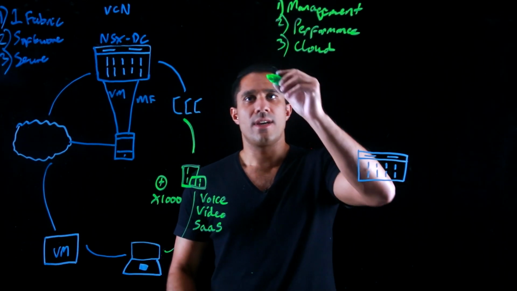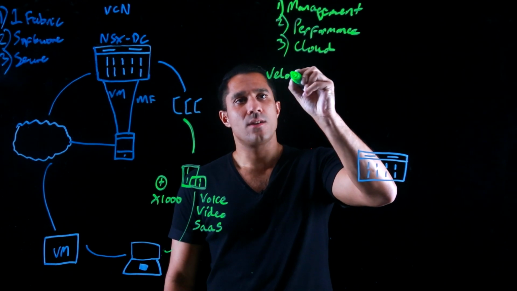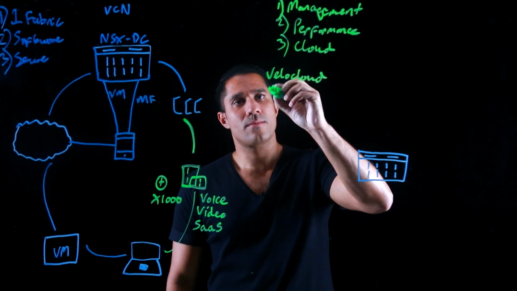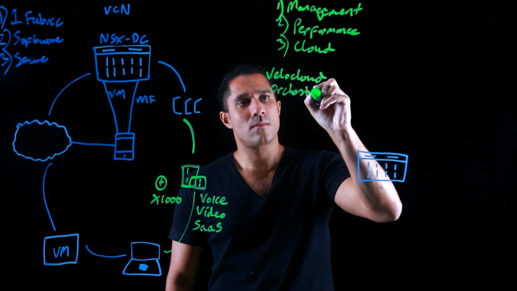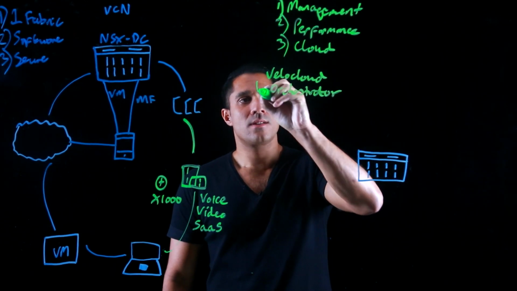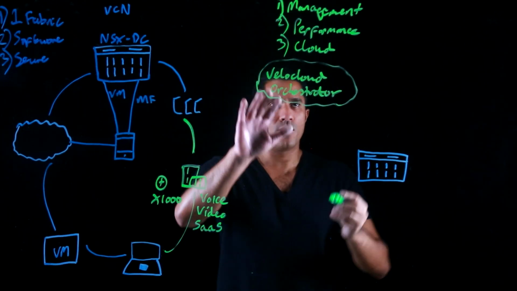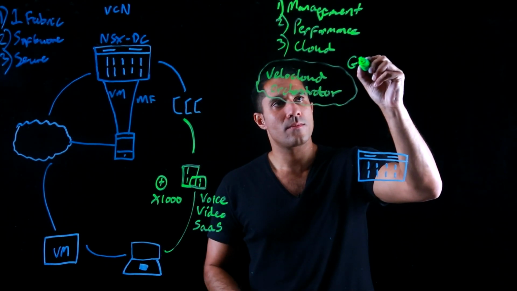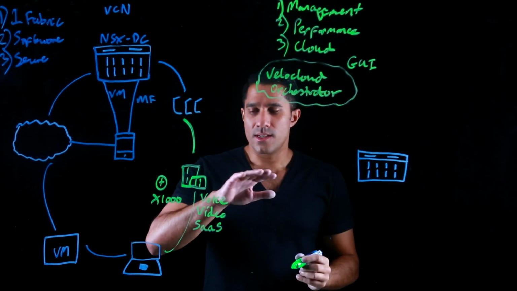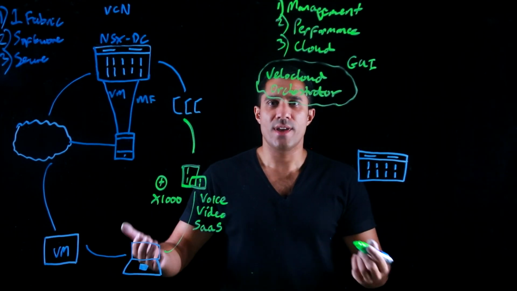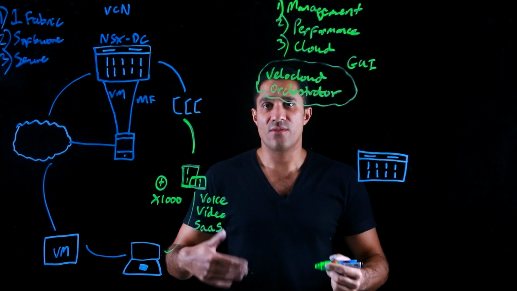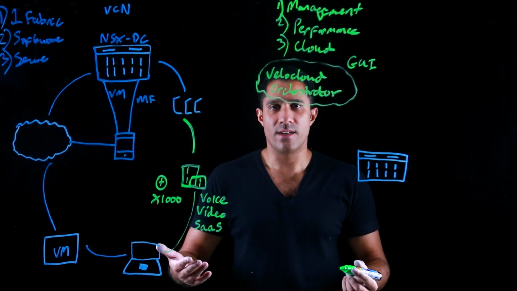So what's the solution that we have? We have something called the Velocloud Orchestrator. This Velocloud Orchestrator is a cloud-based software where from one point, so it's a single GUI, you can manage either one branch or 2,000 branches. And you can do it in a very nice, repeatable, and automated fashion.